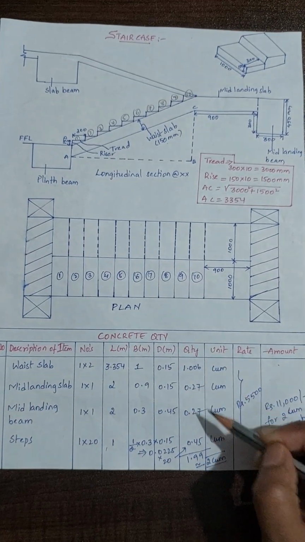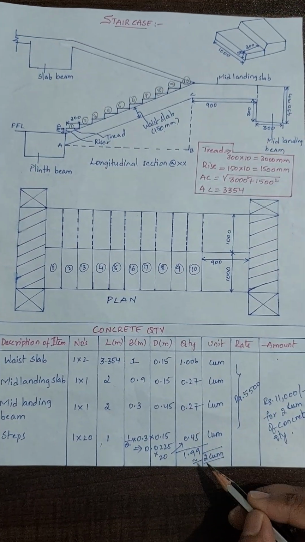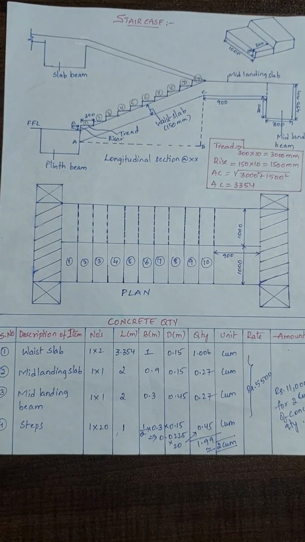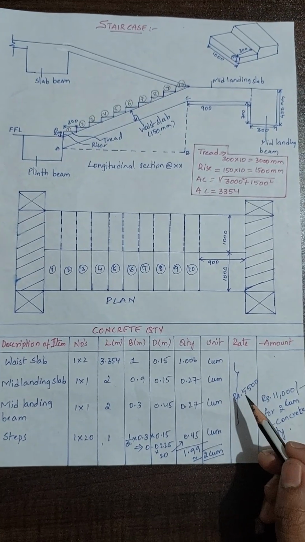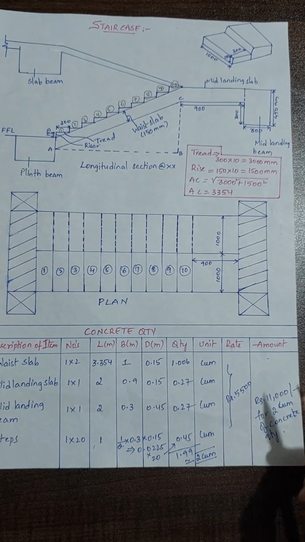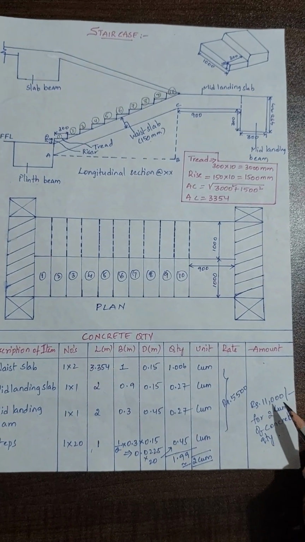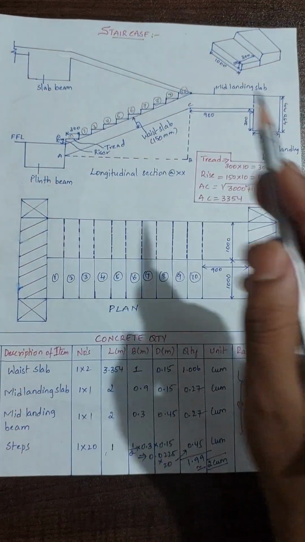So after calculating this total, we will get 1.9 cubic meters, which is approximately 2 cubic meters. So if we take rupees 5500 for 1 cubic meter, then for 2 cubic meters it will be an amount of rupees 11,000 required for these dimensions of a staircase.